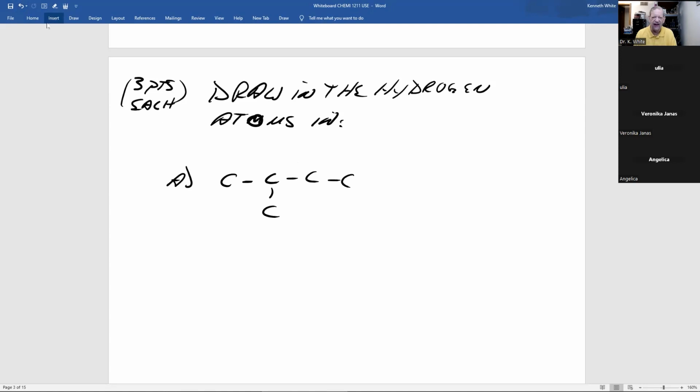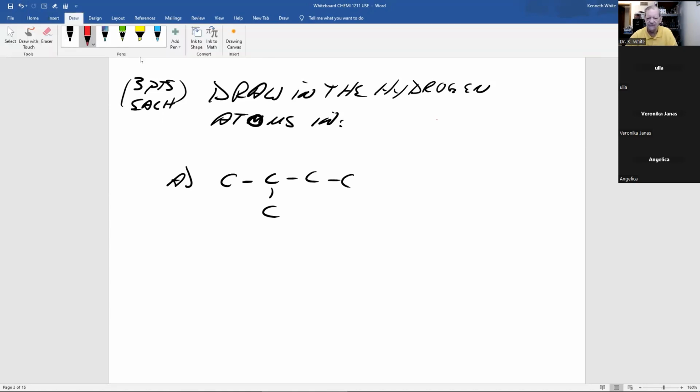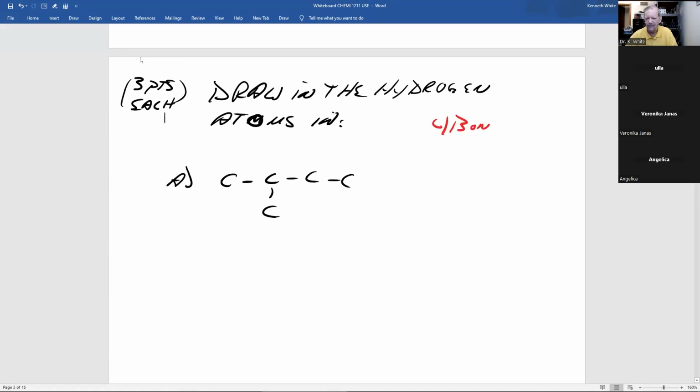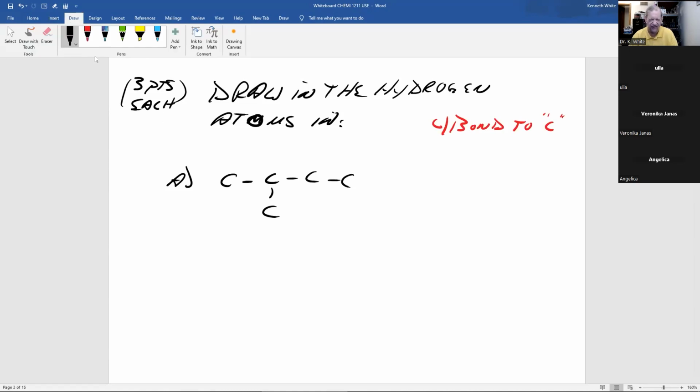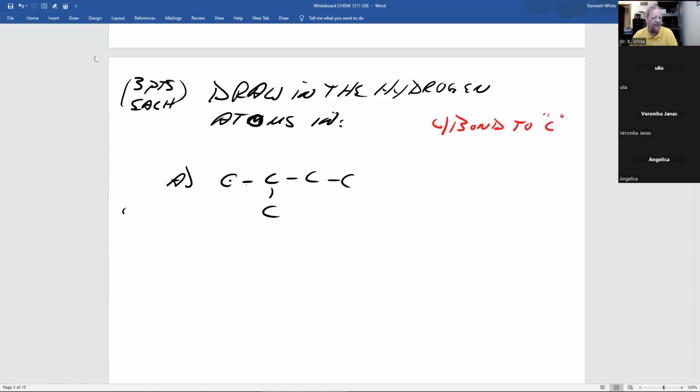How do you know how to do that? Carbon should always have 4 bonds. Does it look like it's coming to you? 4 bonds to carbon. And this is something you should remember. There's always 4 bonds to carbon, and if there isn't, you put in hydrogens. This carbon has 1 bond. 4 minus 1 equals 3. So I'll put in 3 hydrogens.